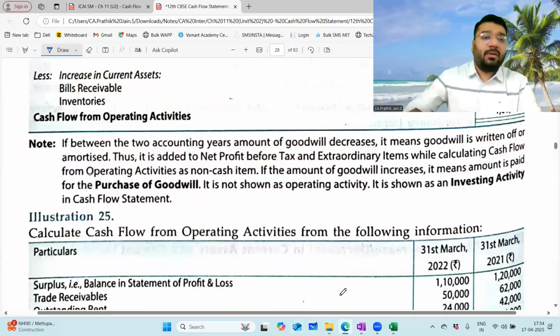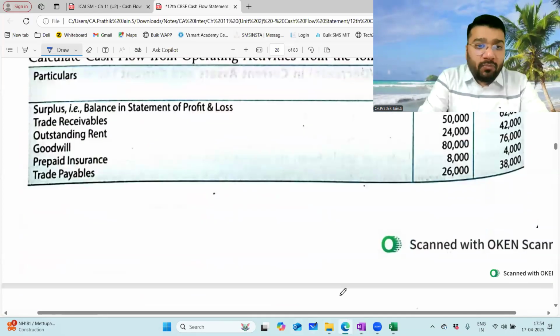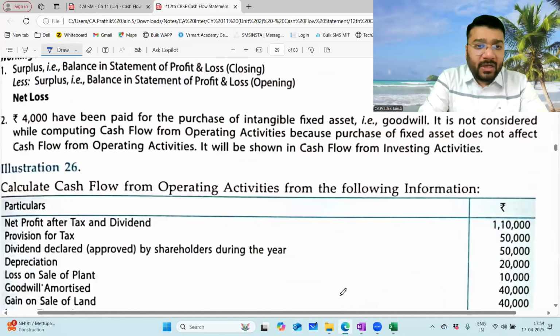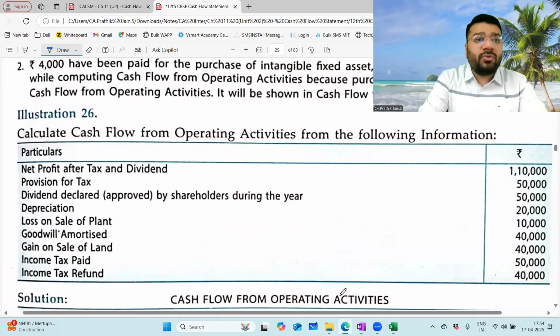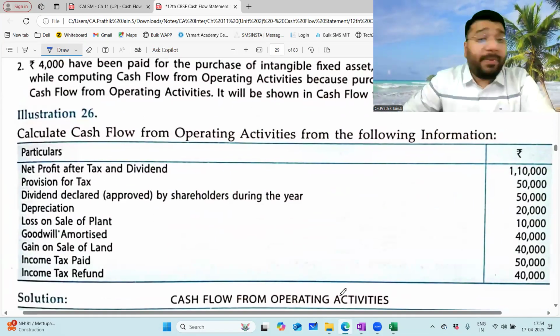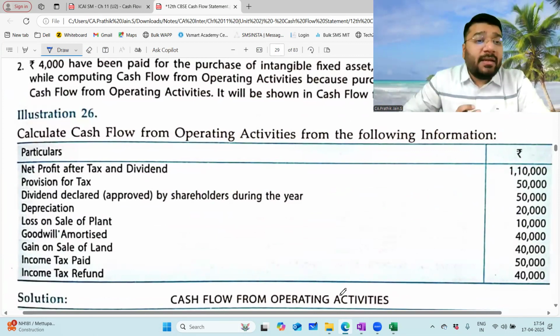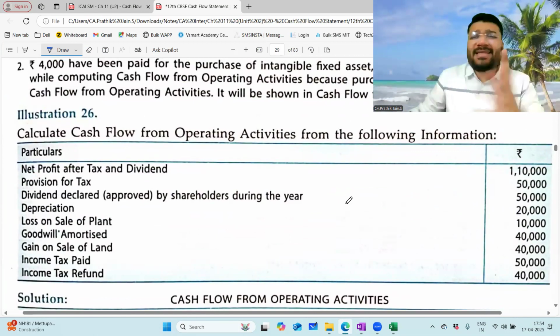Now, let's go to 26. 25 was homework, no? Okay, let's do 26. Calculate the cash flow from operating activities from the following information. Net profit after tax and dividend is given. What am I supposed to do with this? So take this as it is, sir.